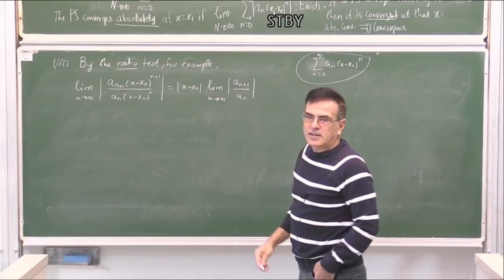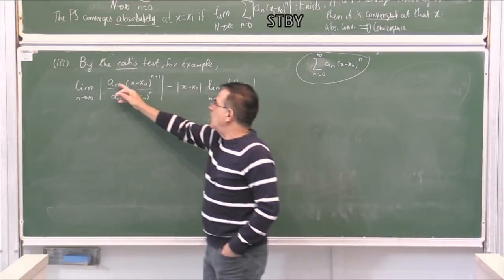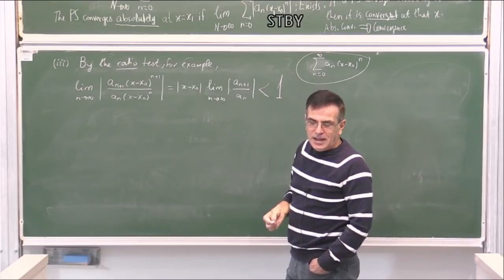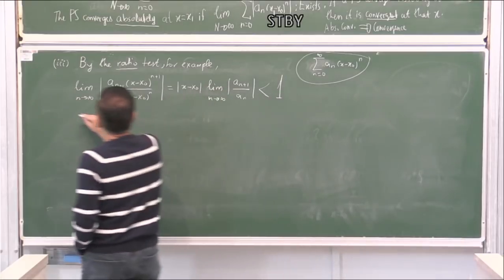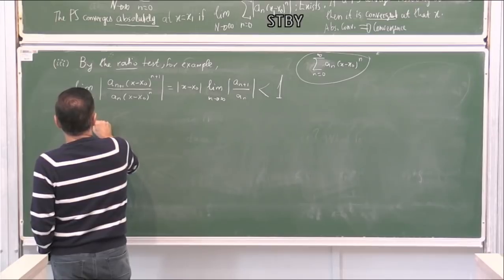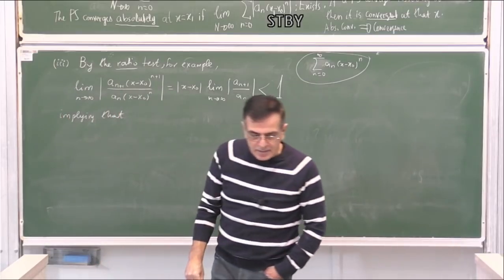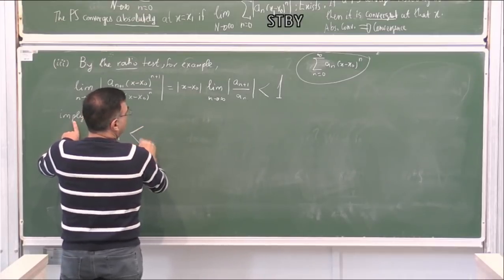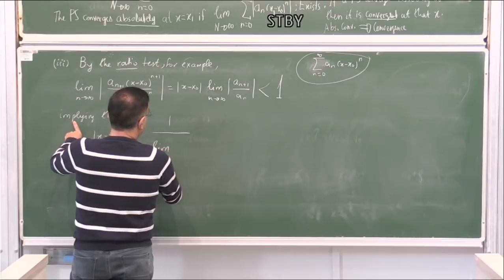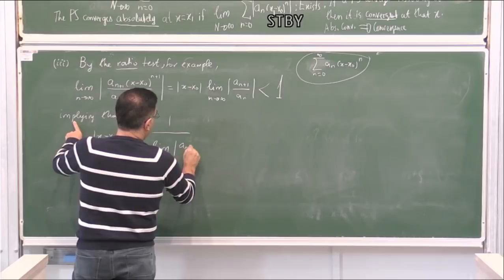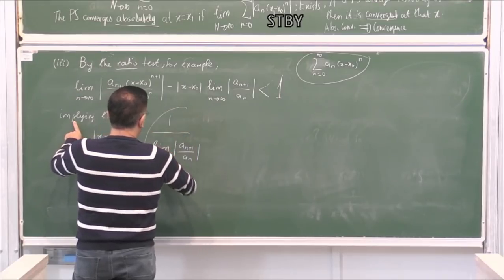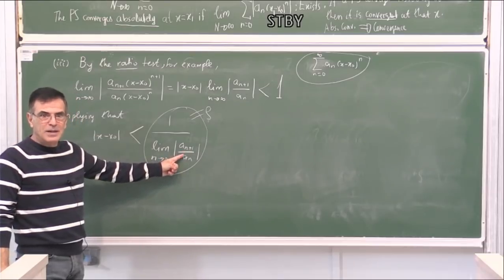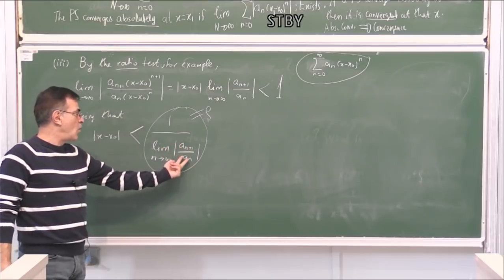The ratio test tells us that if this limit, the ratio of two consecutive terms, is smaller than 1, then the series is convergent, implying that |x minus x0| must be smaller than this number, 1 over the limit when n goes to infinity of |a_(n+1) over a_n|. And as you see, this number is a positive number. It is the limit of a positive quantity.